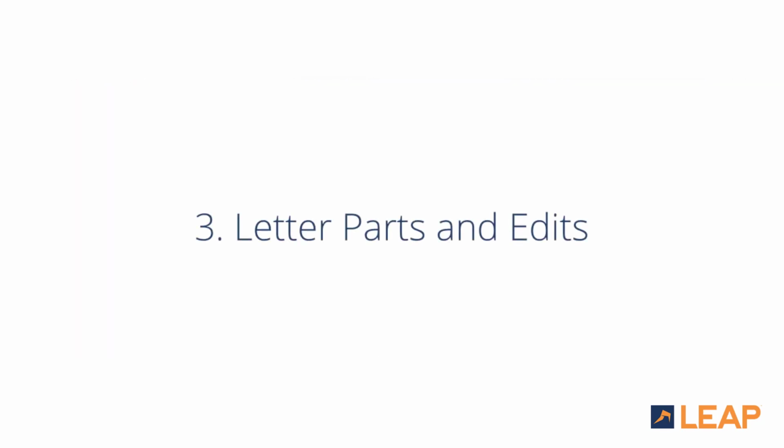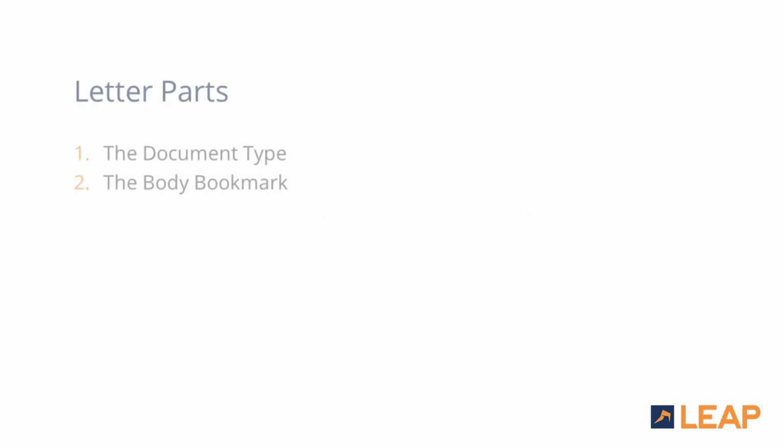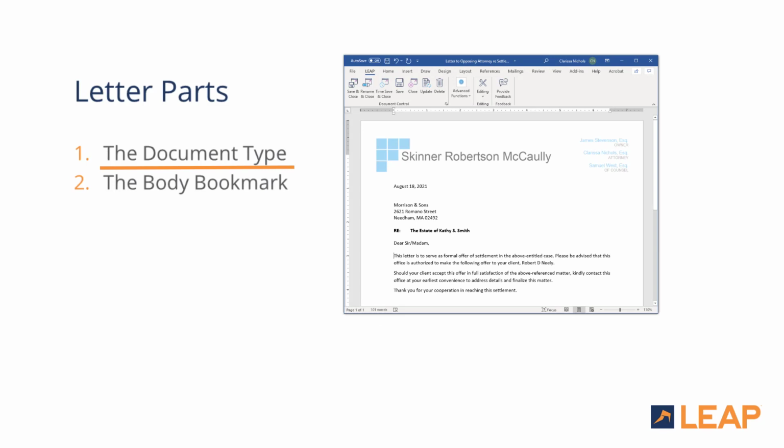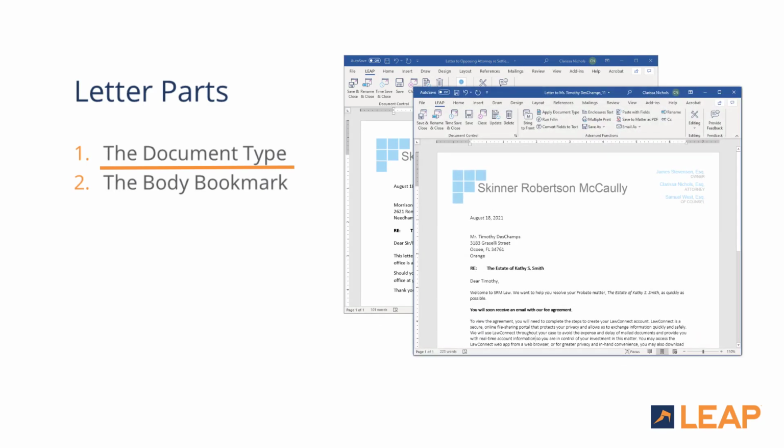Now that we have the basic logic in place, document automation starts with data and templates, and we know what tools we can use, let's look at letter parts and edits. Letter document types have two parts. There is the document type itself, which serves as a kind of container for the particular content of a certain letter. For example, you might use the same header and footer for a letter to opposing counsel as you do for an initial welcome letter to clients.